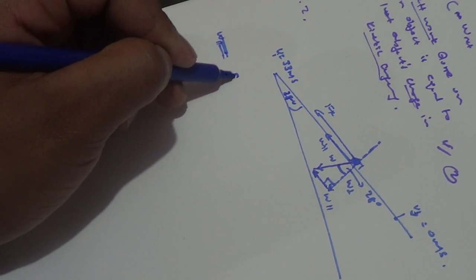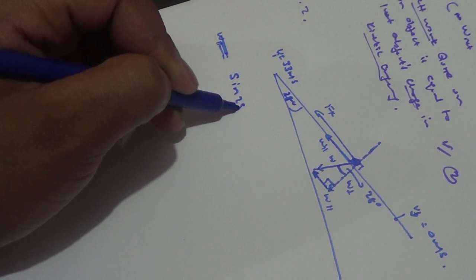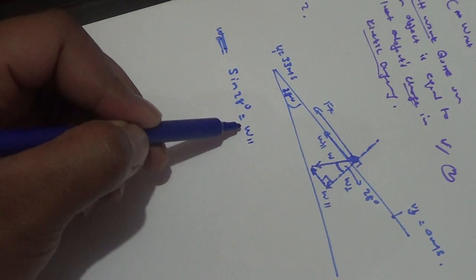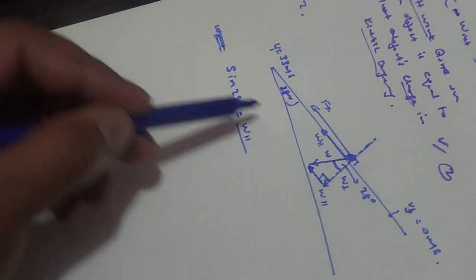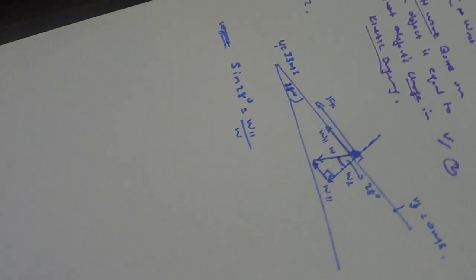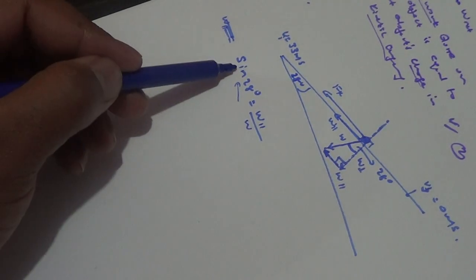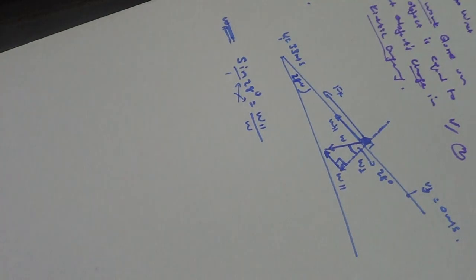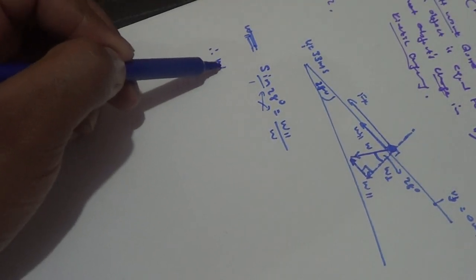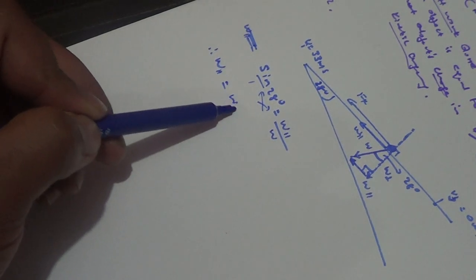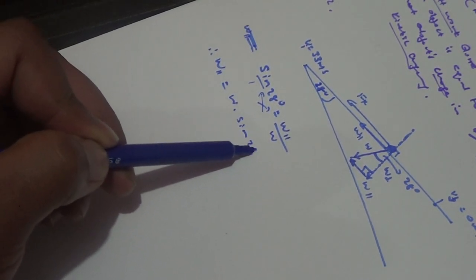So I know that the parallel component, let's just start by using trigonometry easily. The first thing is to say sine 28 degrees equals W parallel over the weight. So I'm looking for this one, so all you do is just cross multiply, because that is over 1. So it leaves our W parallel. It's going to be the weight multiplied by sine 28 degrees.